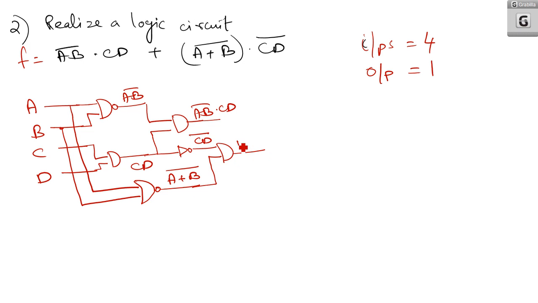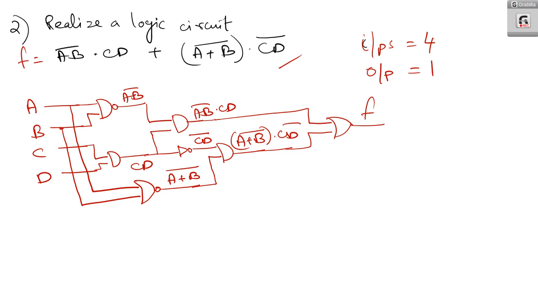So here what we get, A or B whole bar dot CD bar. Now comes OR, that OR that. You will get the function F. Okay. So this is how you are realizing the logic circuit from a Boolean expression. So I have given a basic idea about how to realize a logic circuit from a given Boolean expression. Now coming to next part.